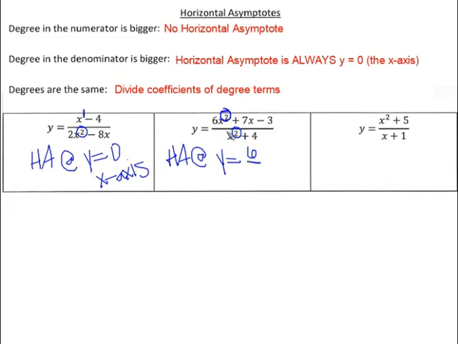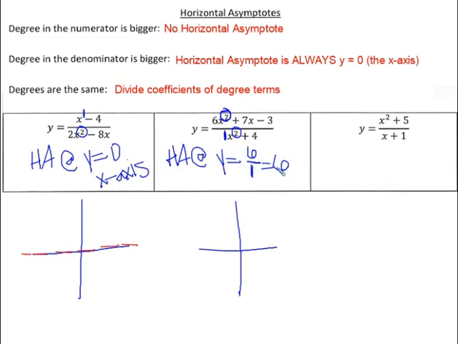We divide by the coefficient of the denominator's degree term, which would be a 1. So 6 divided by 1 gives us 6. So in this example, just to give you a little picture, we're going to have a horizontal asymptote specifically at the x-axis. So we could draw one right here.